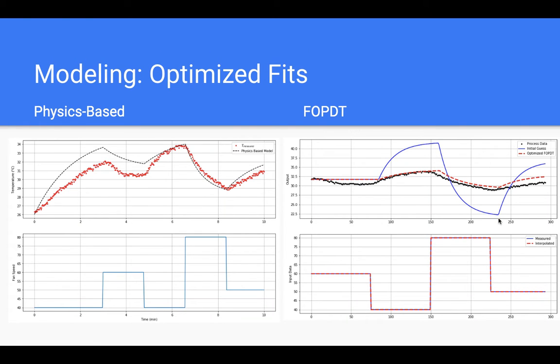So here you can see the fits for both our physics-based model and our FOPDT model. Using our physics-based model and the function generated for the convection coefficient, we were able to simulate our step test data pretty well, as you can see here. And then on the right over here, we regressed our FOPDT equation to fit a different step test right here.